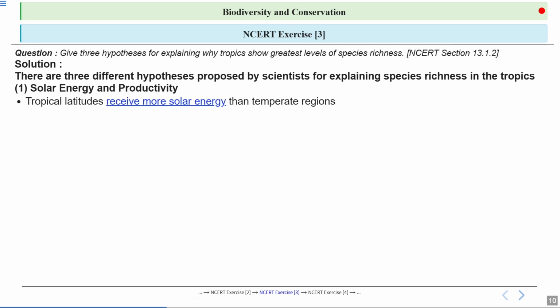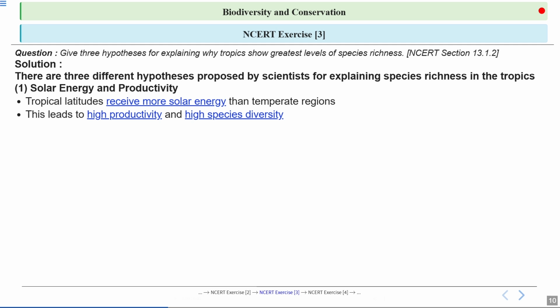Now, the tropical regions near the equator receive more solar energy than temperate regions because the sun's rays hit the earth more directly there, leading to higher temperatures and more sunlight throughout the year. And this supports diverse plants and animal life. So, this leads to high productivity and high species diversity.